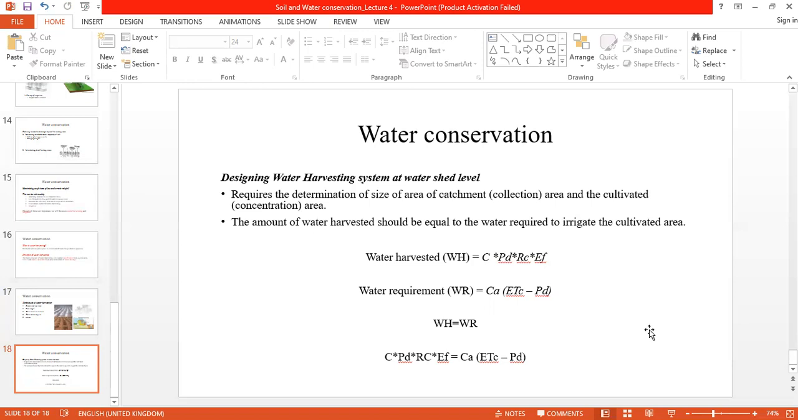For example, if you need 100 millimeters of rainfall, then in your area you are just having 50 millimeters of rainfall. It means that the deficit of 50, you can supply it as a supplement through irrigation. But now in this case, for example, you don't have an irrigation system, you just have your farm.